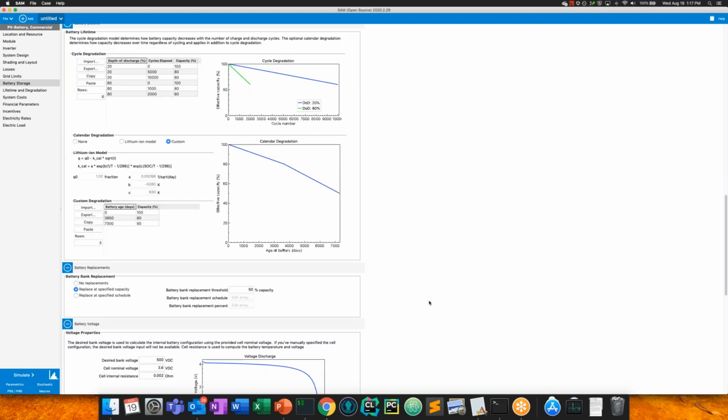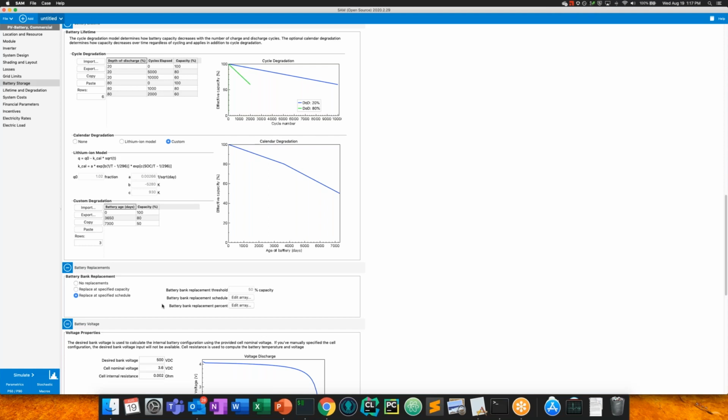So the battery lifetime fade calculated is then an input to the replacement module. Replacements are useful to recover the battery capacity so that it can continue to meet its load. However, replacing the battery also requires replacement costs. So there are two ways to trigger replacements. The first is using the replace at specified capacity option, in which case you give it a percent capacity after which to replace 100% of its capacity.